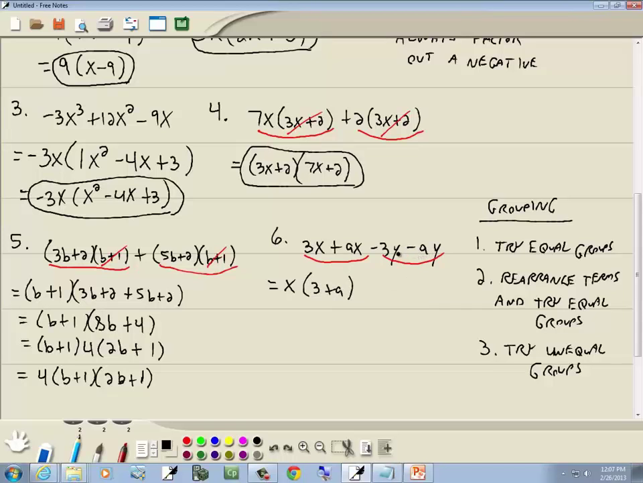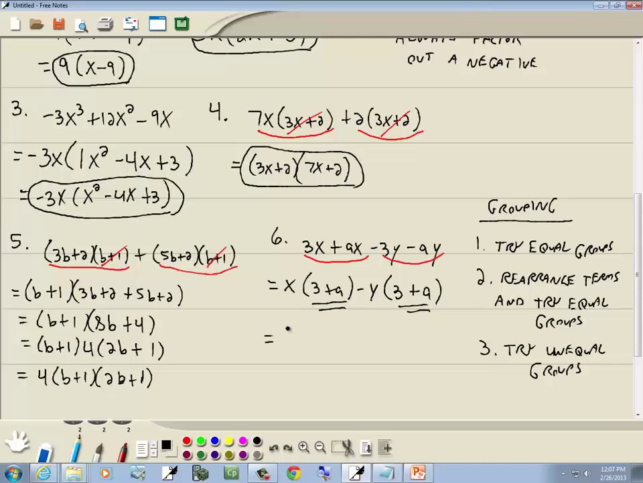Now looking at my second group, the first thing I notice is the first term is negative, so I know a negative is going to come out. And they both have a y, so I'll factor out a y. Well, that negative is gone, that y is gone, so we've got 3. And that negative and that y is gone, so we've got plus a. Now our goal with grouping is to get this parentheses the same as that parentheses, which it is.